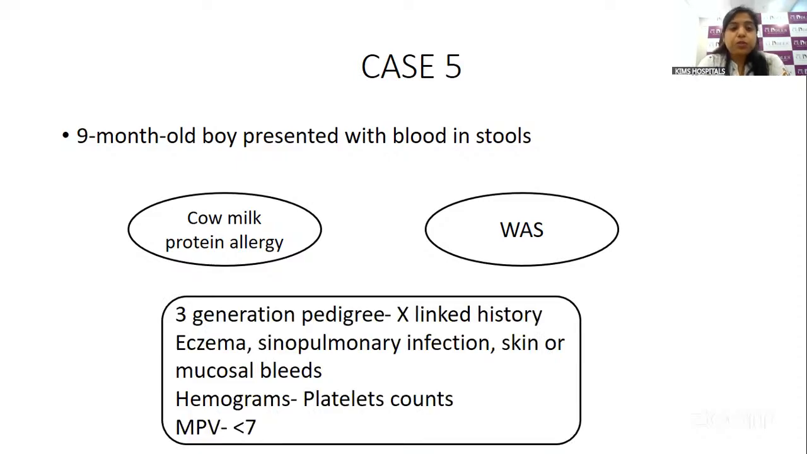So always we should put a 3-generation pedigree to look for any X-linked history or other histories like eczema, sinopulmonary infection, skin or mucosal bleed. We have to ask in the histories, and hemograms to look for platelet counts and mean platelet volume less than 7 is suggestive of WAS. So later this can be confirmed by a WAS protein expression in flow cytometry, and we can do a whole exome sequencing to confirm it.